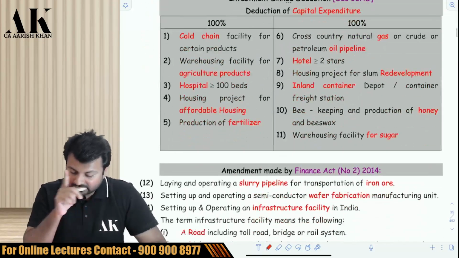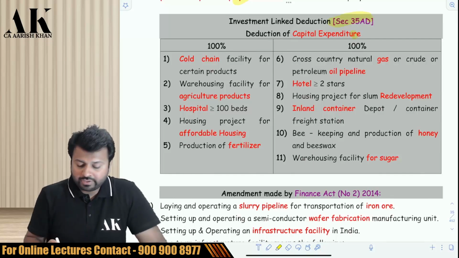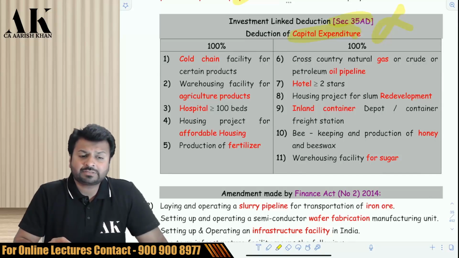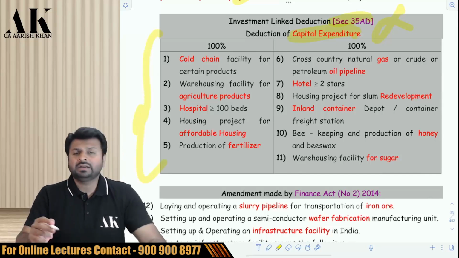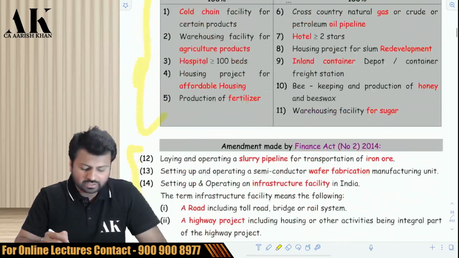Now let us go ahead with the next deduction, which is a big one, 35AD, which is available only for deduction of certain capital expenditure. This section is not for revenue expense. It is only for capital expenditure. The nature of businesses covered here is 14 businesses, which you can see one by one, 11 businesses over here and 3 businesses over here. Let us go through all of them.